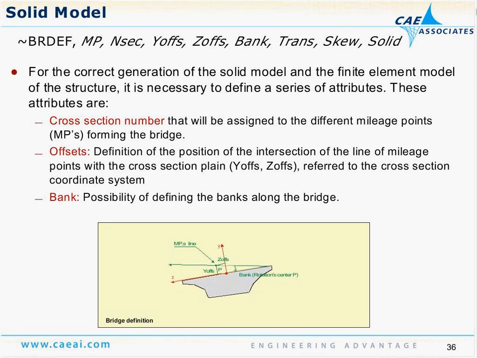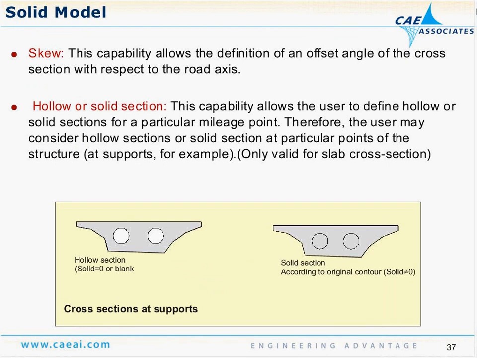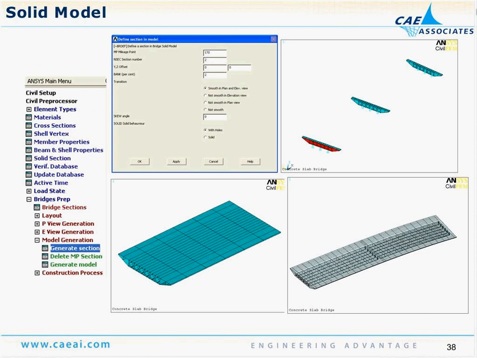You can also put in an offset relative to the center line of the definition of the layout of the bridge. And in addition, we can put in banks, we can put in skewed sections, and in regions we can make the beam or the model solid or hollow. So just a couple of plots showing the definition of some sections and then extruding those along the length. And again, this extrusion can be used to make beam elements, shell elements, or 3D solids.